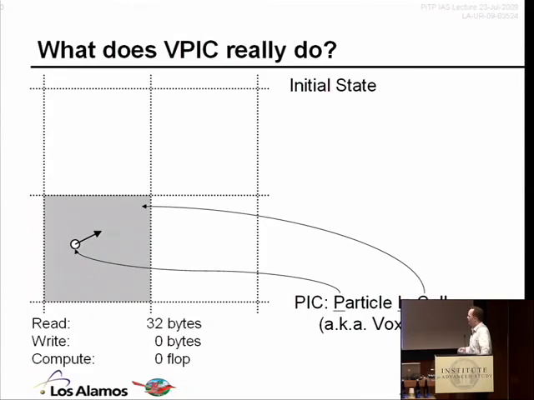So what does VPIC really do? And this will get into what goes on under the hood computationally with VPIC. Well, first, PIC stands for particle-in-cell. And in this talk, instead of saying the word cell, I'll say the word voxel to disambiguate from the Cell processor that's used in Roadrunner.